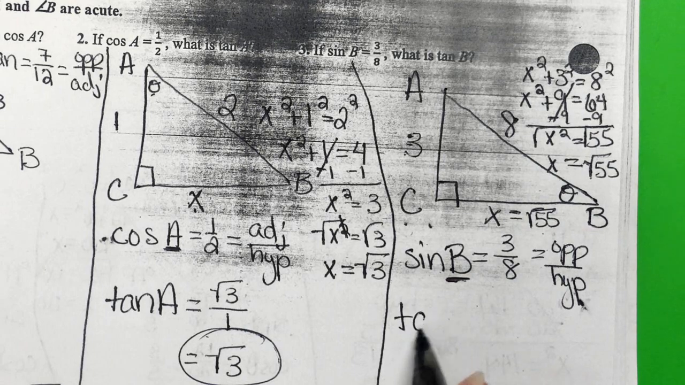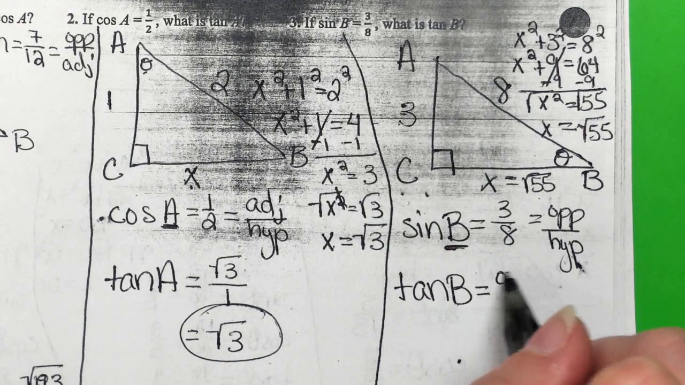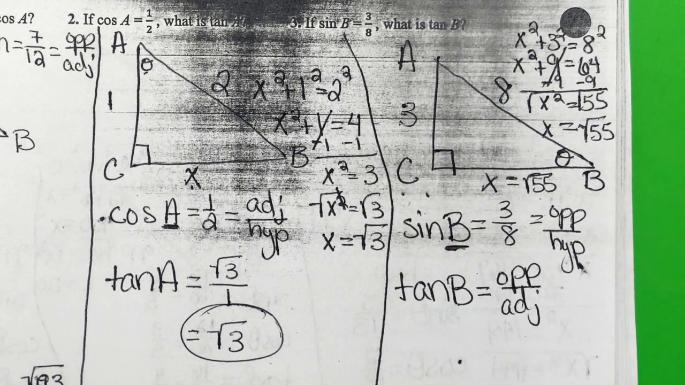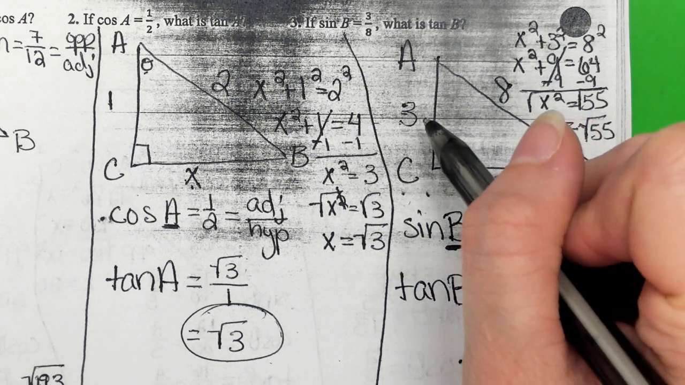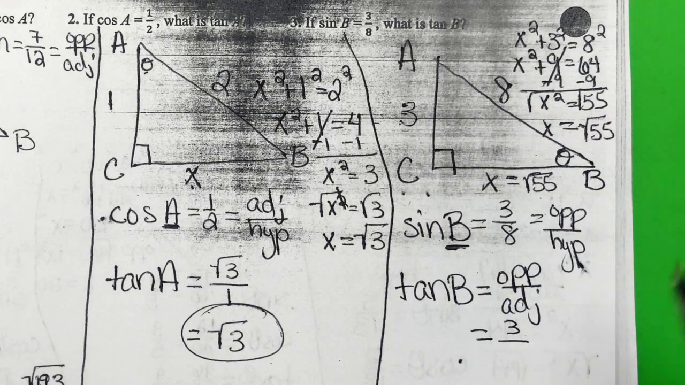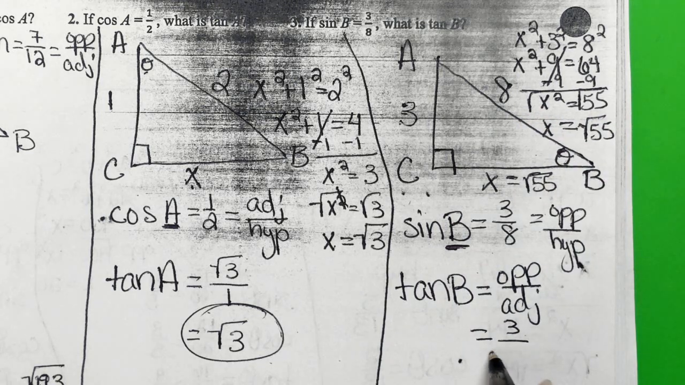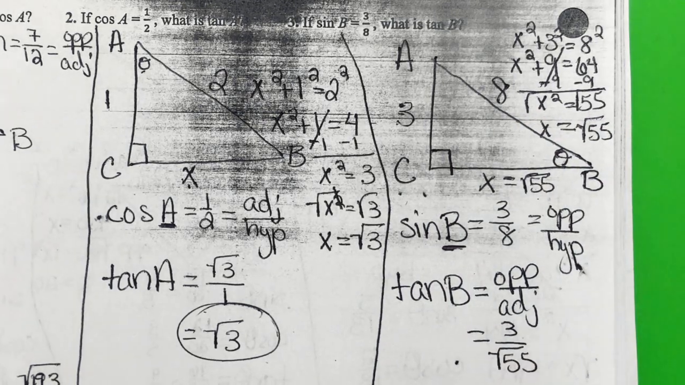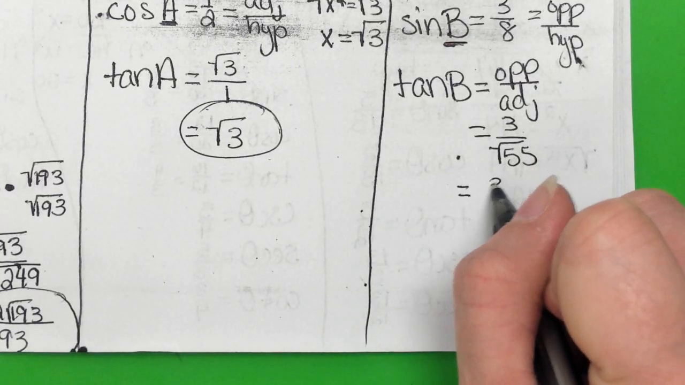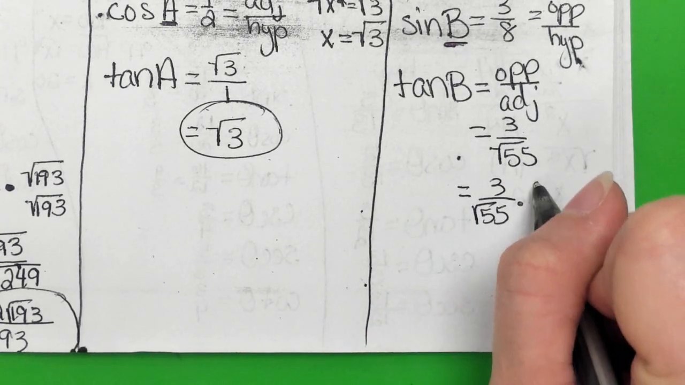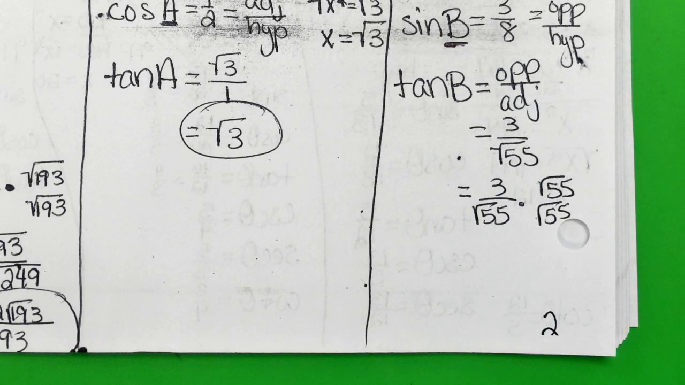All right, and it wants us to find tangent of B. So what is tangent? Opposite over adjacent. Perfect. All right, so we're going from right here. What's my opposite? 3. Back to your theta. What's your adjacent? Square root of 55. And you cannot have a square root on the denominator. So what do you have to do? Perfect. You got to multiply by square root of 55. And if you do it to the top, you got to do it to the bottom. Right, Tyler?